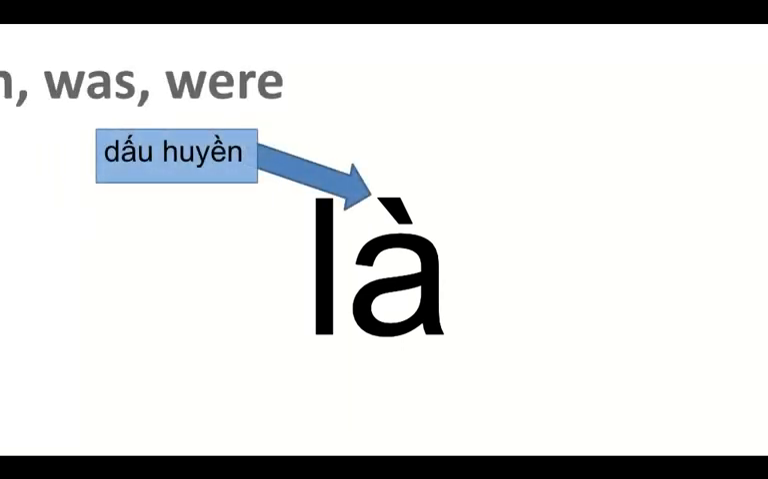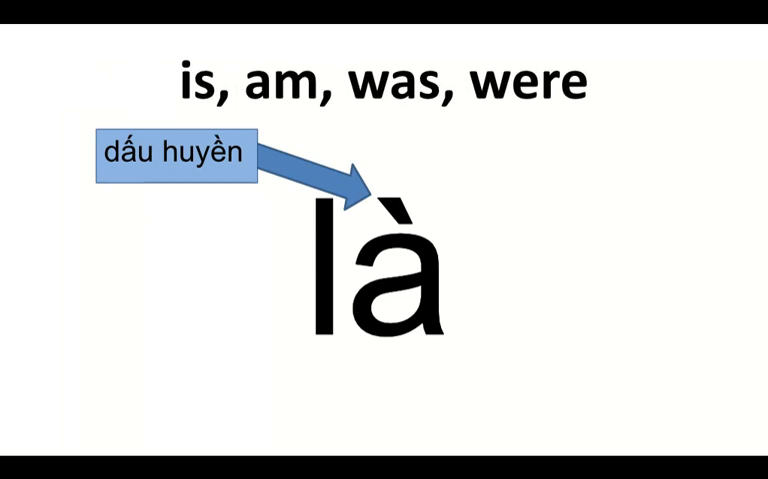Là. Là has dấu huyền. It is the verb to be. So we will translate là as is, am, was, or were. In Vietnamese, it's all the same word, là. There's another word for is, am, was, or were. It's called thì. But we use thì a lot less than là. Thì is like a state of being, like if you're describing someone's personality or your own personality, you would use thì. But most of the time for is, am, was, or were, we use là.